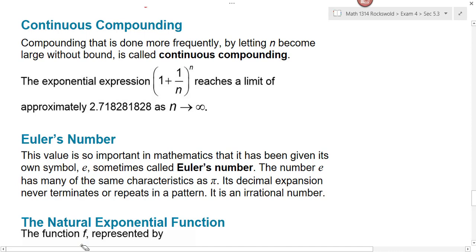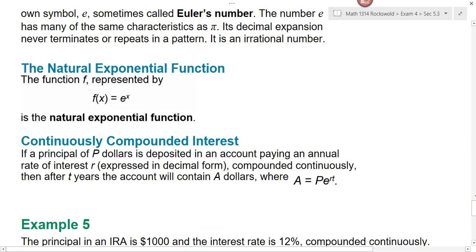The number e has many of the same characteristics as pi. It's a transcendental number. It's a decimal expansion that never terminates or repeats in a pattern. It's an irrational number. The natural exponential function is given by f of x equals e to the x, where e is approximately 2.71828.